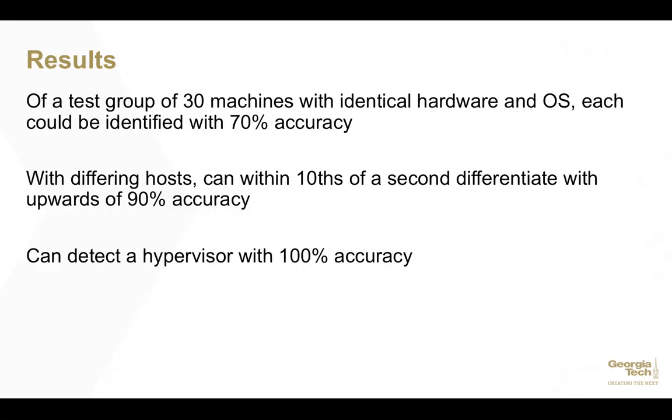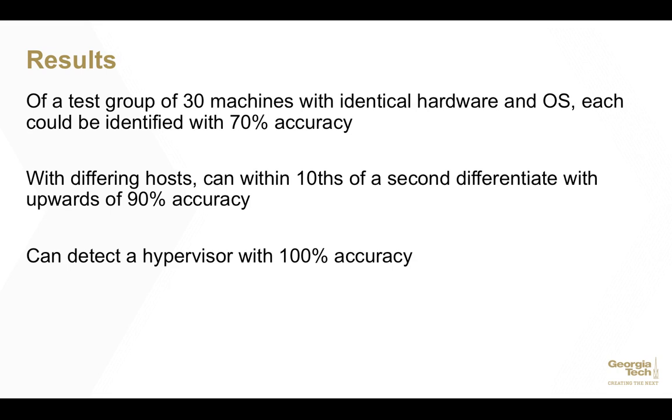The results of the study were as follows. Of a test group of 30 machines with identical hardware and operating systems, each could be identified with 70% accuracy. Considering that the separation we saw in the previous slide was comparing different operating systems, getting such accuracy on hosts running the same hardware and the same operating system is actually very impressive. And in the real world, most hosts would not be exactly the same.